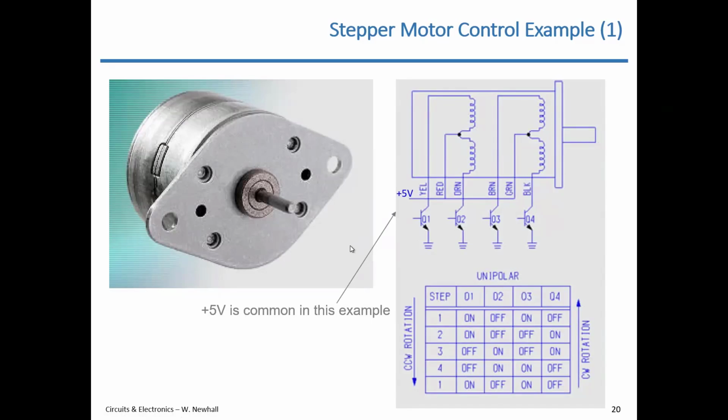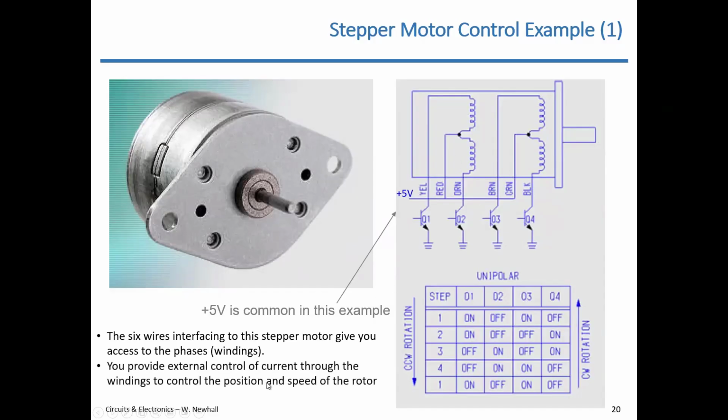Okay, so this stepper motor doesn't have just 2 wires where you power it. There are actually 6 wires coming out of the stepper motor that give you access to these windings. And you need to provide external control of current through the windings to control the position and speed of the rotor. Okay, so it's a little more complicated than a DC motor, but it gives you a different type of control for precision, speed, and angle control.